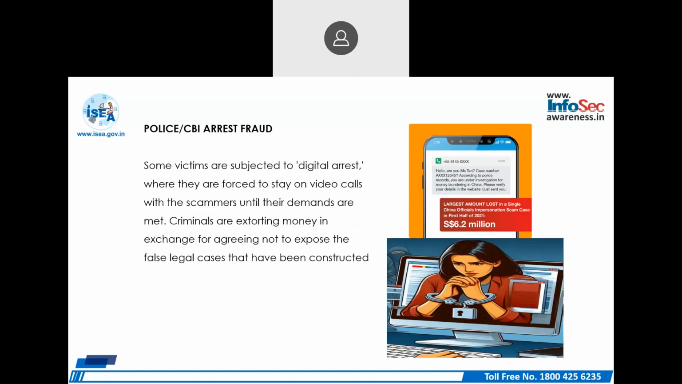Now the biggest and the most horrifying fraud is digital arrest. Does anyone know about digital arrest? What is it? Anyone here?